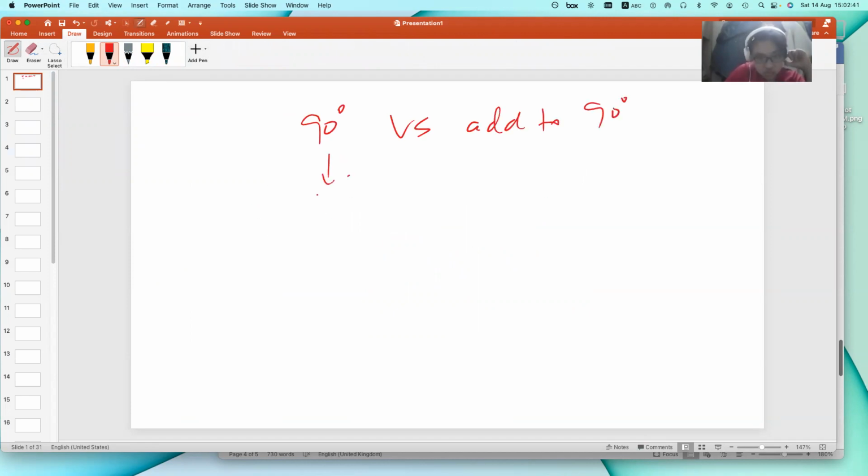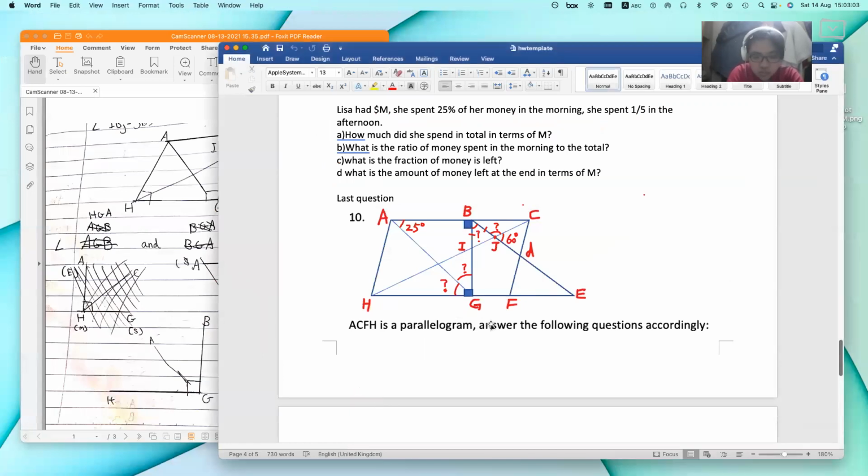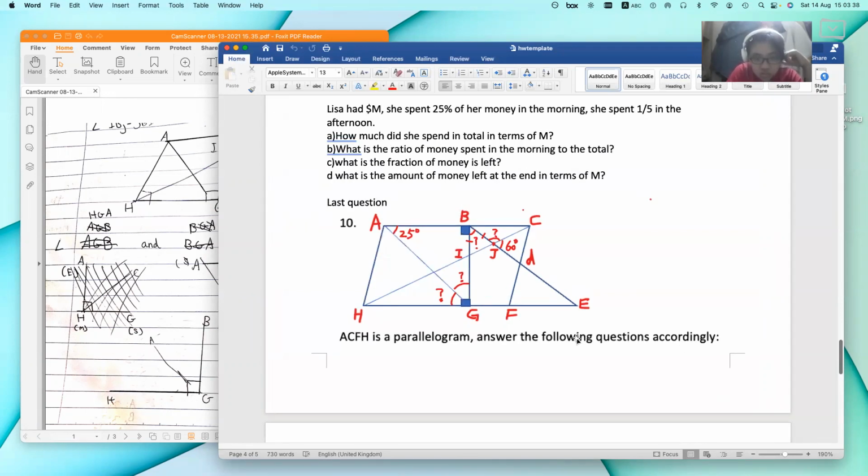So for 90 degrees, basically this is just one angle. For this one, it means you have two angles, and they add to 90 degrees. So these two differences you have to differentiate. With this understanding, the first question we need to ask ourselves is we need to find complementary angles. So in this figure, are you looking at question 10? If you look at this figure, can you tell me which angles add to 90 degrees in this question? Because we are looking for complementary angles, we need to find which two angles add to 90 degrees, so that we can answer part one.